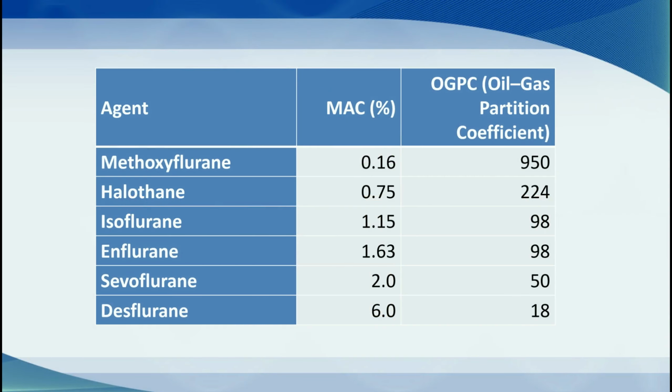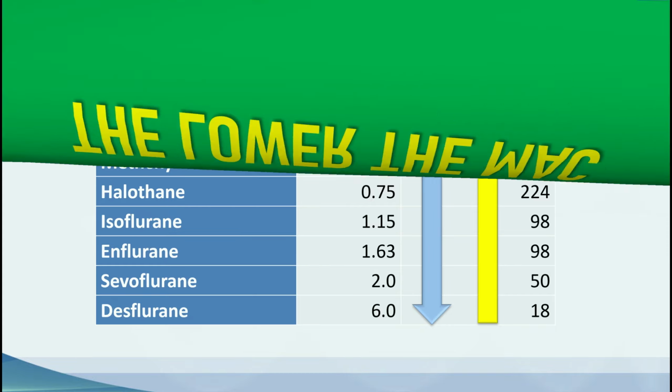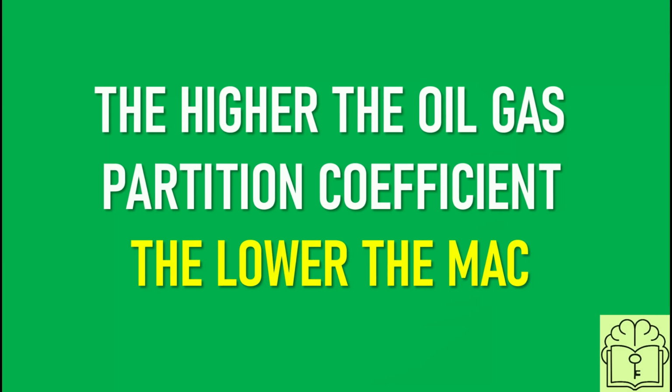If we go back to the MAC and the oil gas partition coefficient, you will notice a striking relationship. There is an inverse relationship between the MAC and the lipid solubility. The most potent drug, methoxyflurane, is the most oil soluble. The least potent drug is desflurane, and it's the least oil soluble. The higher the oil gas partition coefficient, the lower the MAC. The lower the MAC, the more potent the drug.